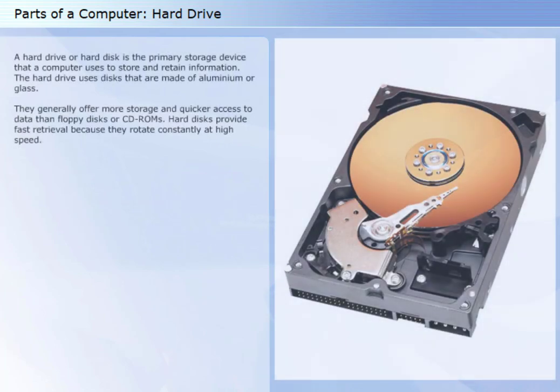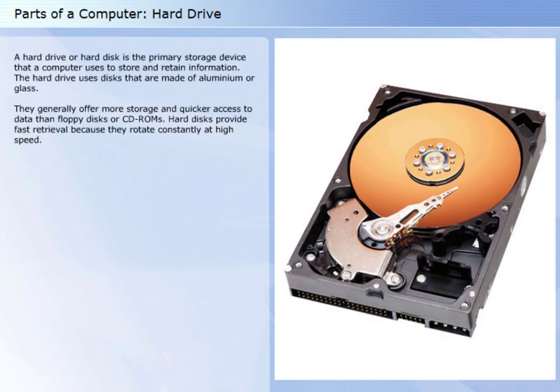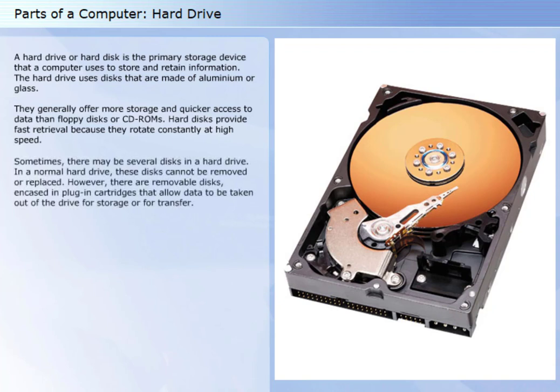A hard drive or hard disk is the primary storage device that a computer uses to store and retain information. The hard drive uses disks that are made of aluminium or glass. They generally offer more storage and quicker access to data than floppy disks or CD-ROMs. Hard disks provide fast retrieval because they rotate constantly at high speed. Sometimes there may be several disks in a hard drive. In a normal hard drive, these disks cannot be removed or replaced.